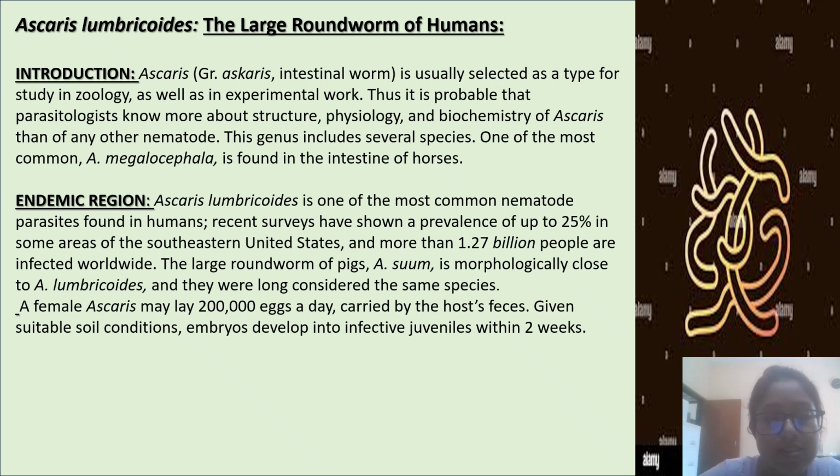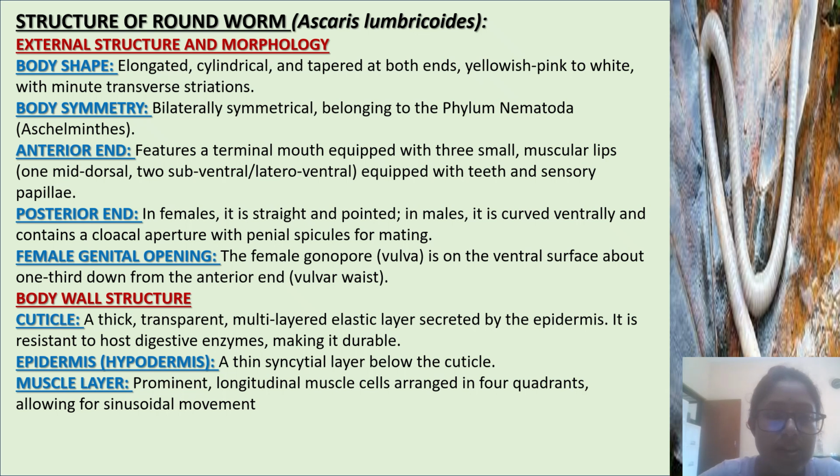A female Ascaris may lay 2 lakh eggs a day, carried out by the host's feces. Given suitable soil conditions, the embryo develops into an infective juvenile within 2 weeks. Next, structure of this roundworm. First, external structure and morphology.